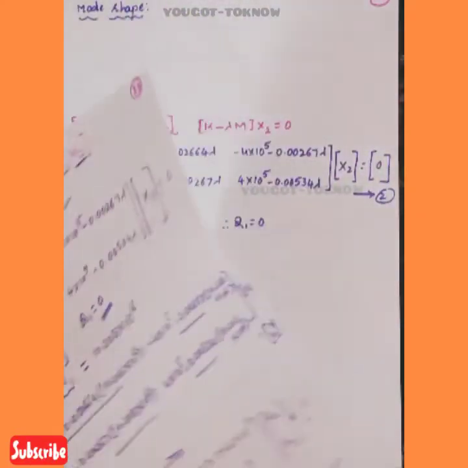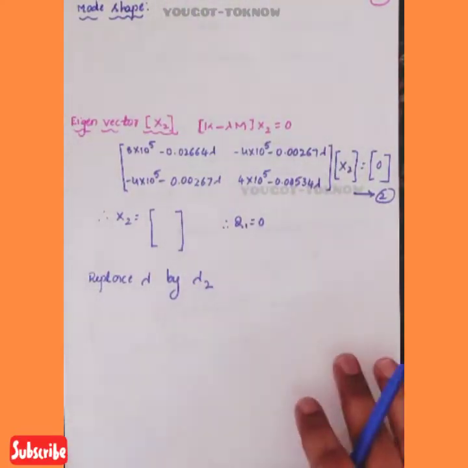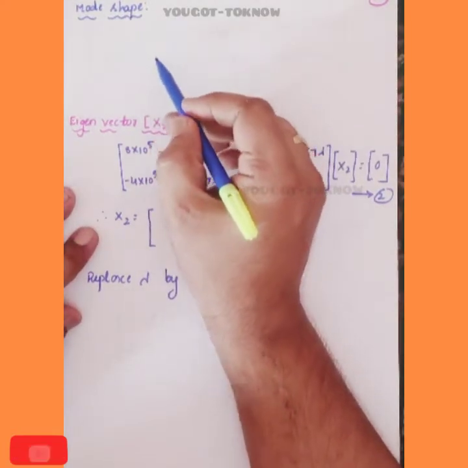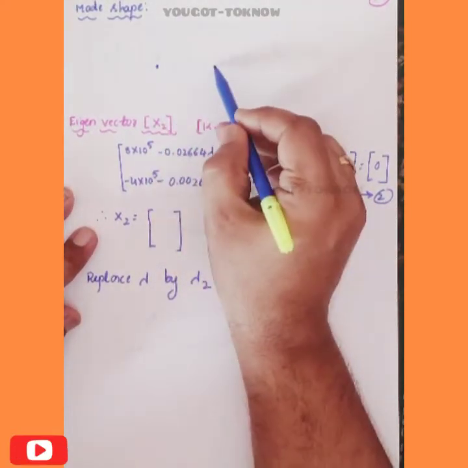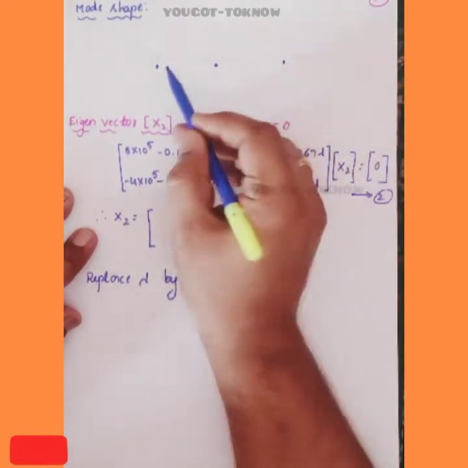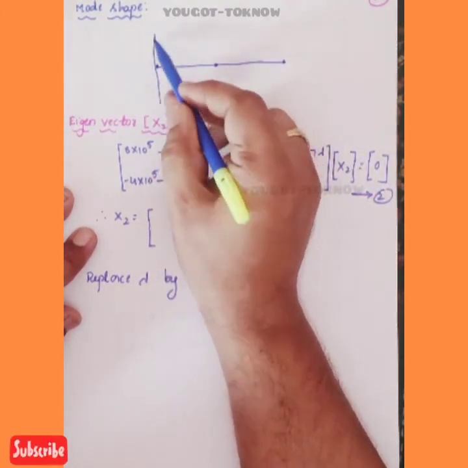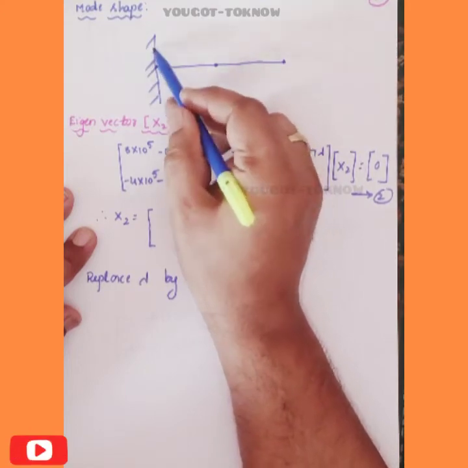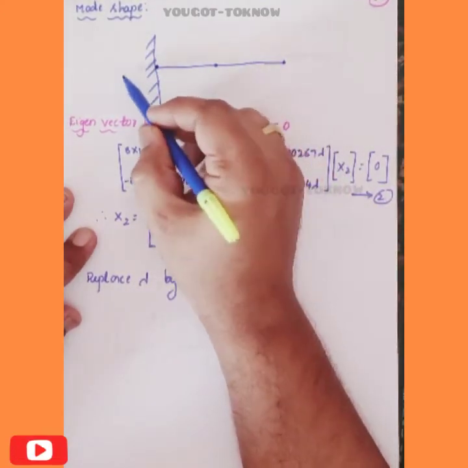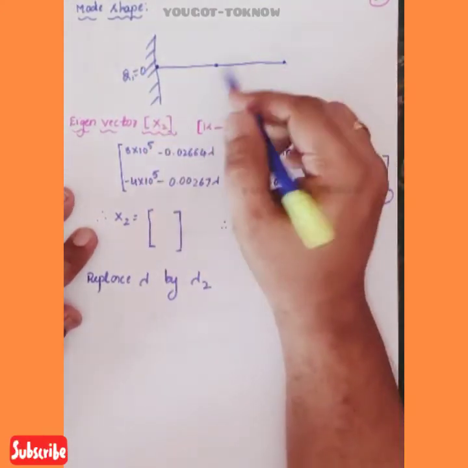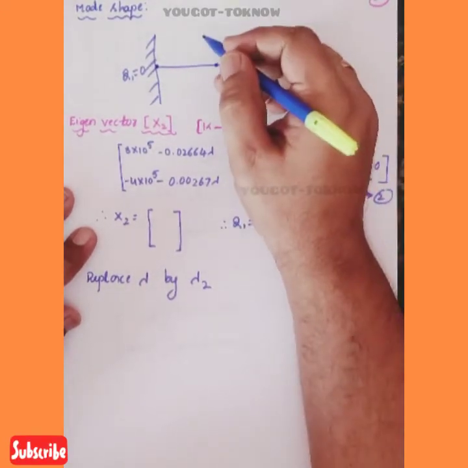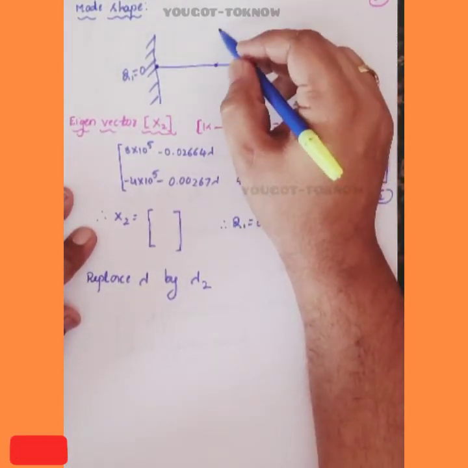To write a mode shape is very simple. We know the three nodes are there: 1, 2, and 3. You take a horizontal line here. This is your mean position. This is your fixed end. Here Q1 will be equal to 0. Now, what is the value we got? We got a value of 4.92. That means Q2 will be 4.92.